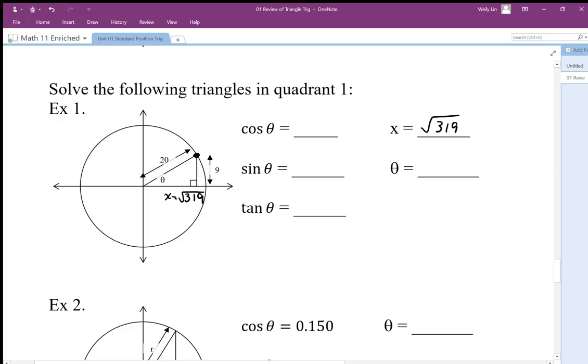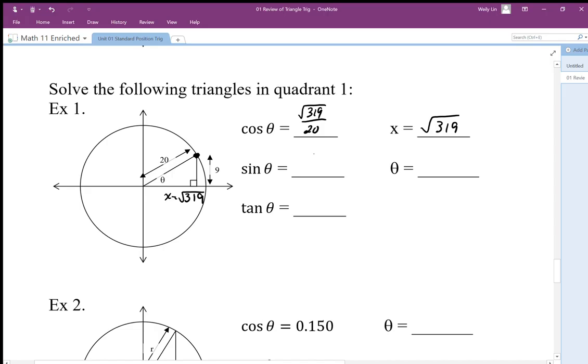Once I have that position, I can use the x position over the radius to get my cosine ratio. And again, I'm going to leave it like that. I want exact values when possible. There may be some rare times where we need to convert this to decimal, but for the most part, we're just going to keep the most accurate exact values that we can.